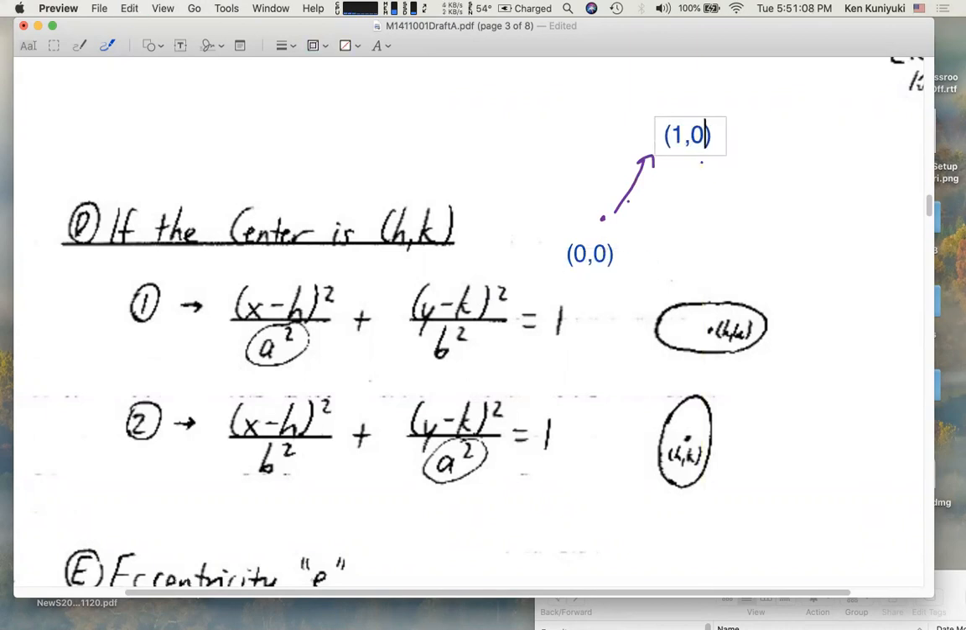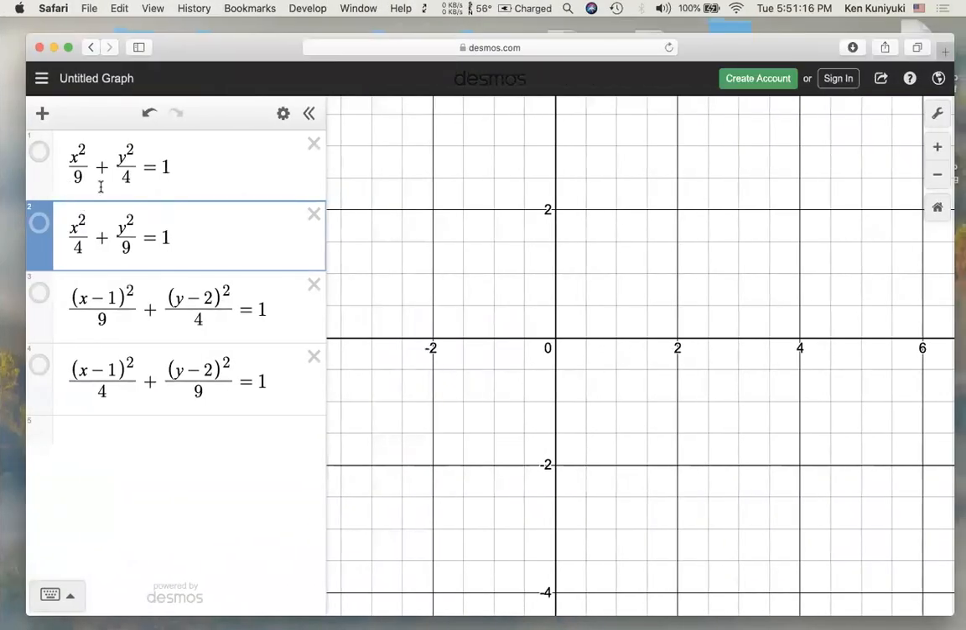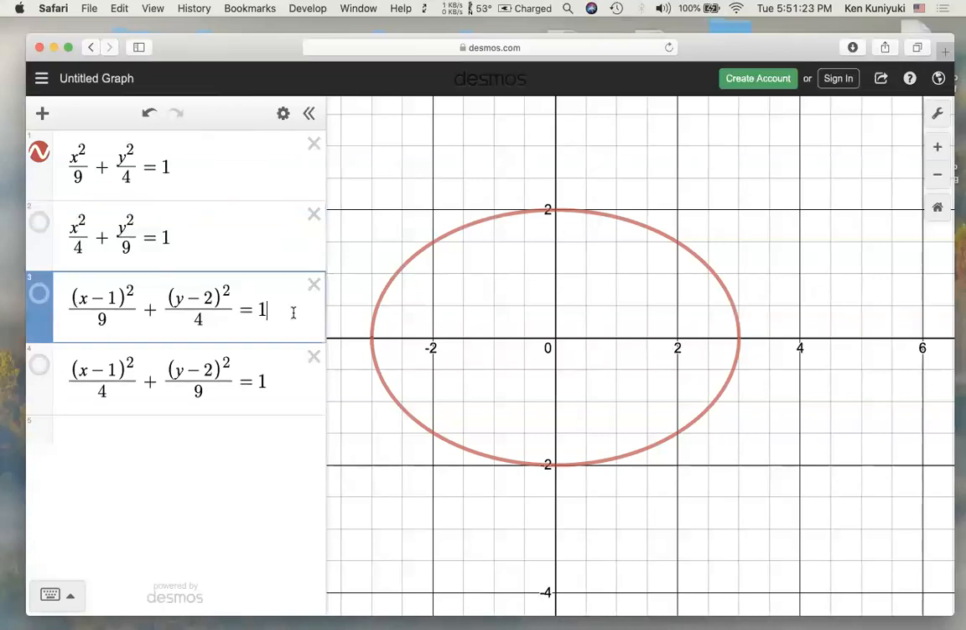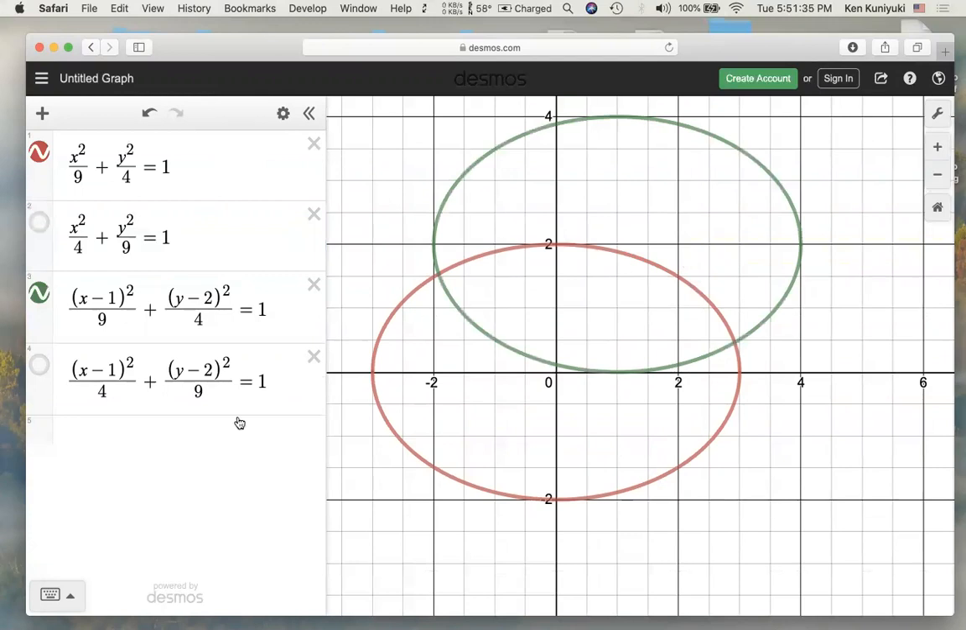We move the center from 0, 0 to 1, 2. H is 1, k is 2. So if we take this ellipse centered at the origin, and go over to the third equation, where we substitute x with x minus 1 and y with y minus 2, same denominators, don't forget the squares, or the equals 1, we go from the red ellipse to the green ellipse, where the center is now at the point 1, 2.